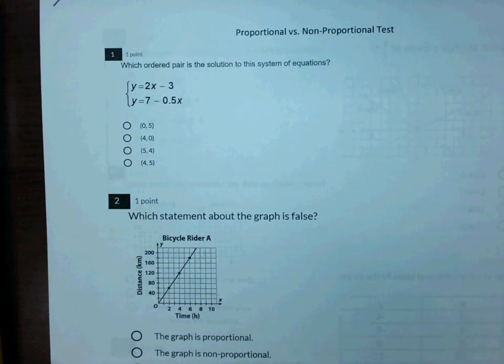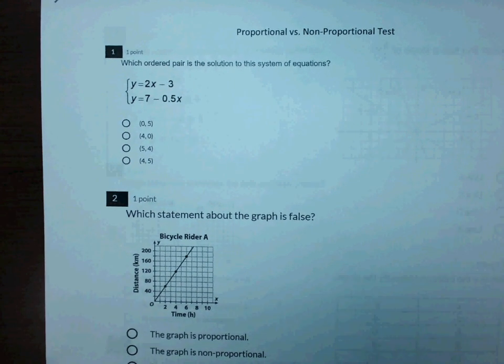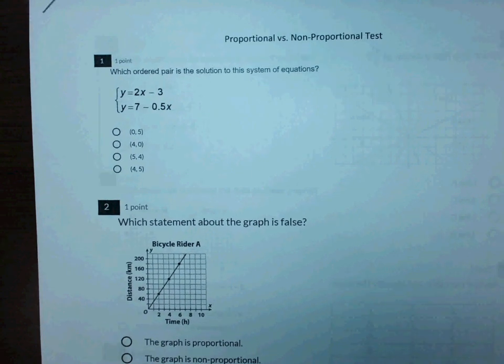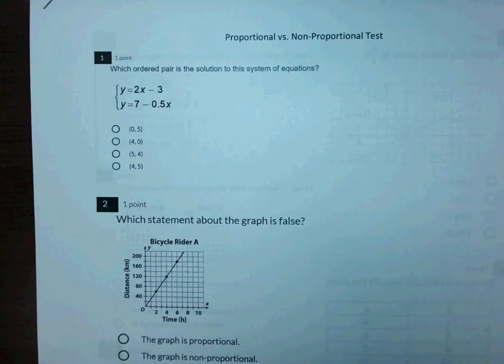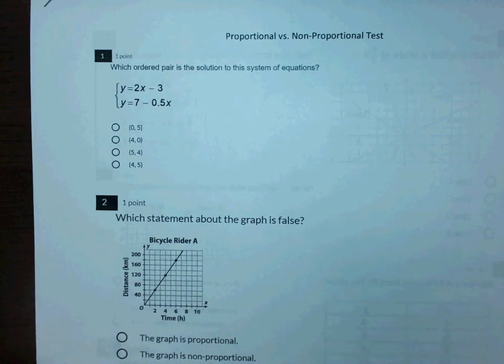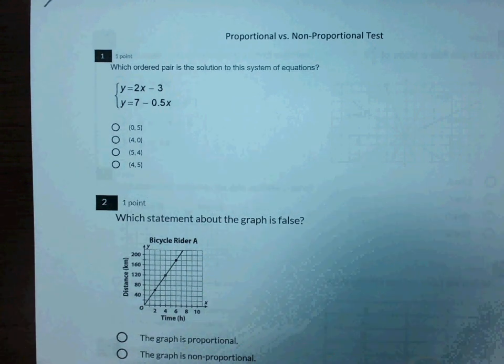Okay, let's correct this test. Yours might be in a different order. I'm not sure, but you'll just have to find the one that I'm on in your test if it is in a different order.